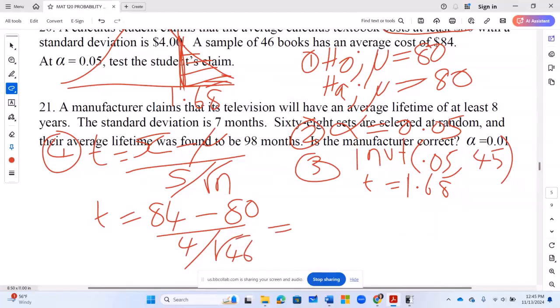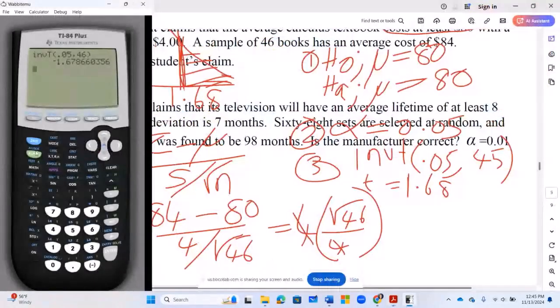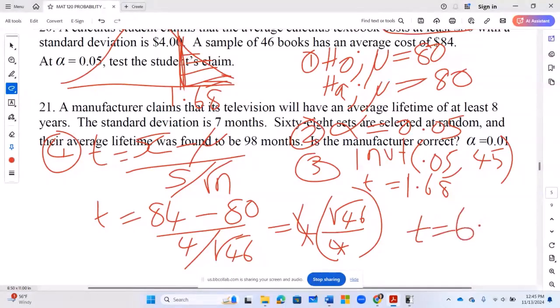So 84 minus 80 is 4. So 4 divided by, I can just do the reciprocal. So it's going to be square root of 46 over 4, and the 4s cancel. Therefore, the value of t is the square root of 46. And when I hit enter, the value of t is 6.78.